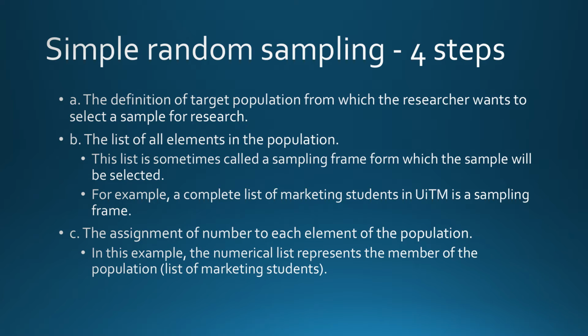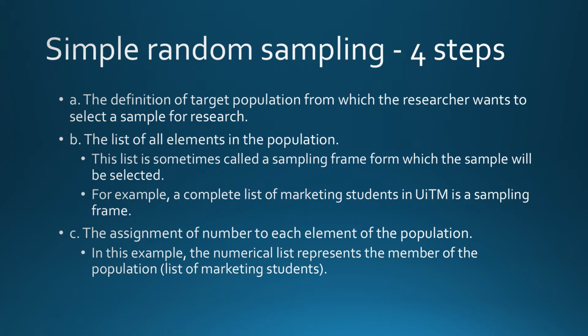Simple random sampling, 4 steps. A. The definition of target population from which the researcher wants to select a sample for research. B. The list of all elements in the population. This list is sometimes called a sampling frame from which the sample will be selected. For example, a complete list of marketing students in UITM is a sampling frame.